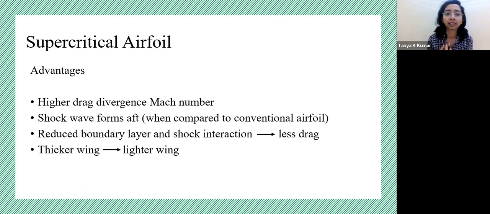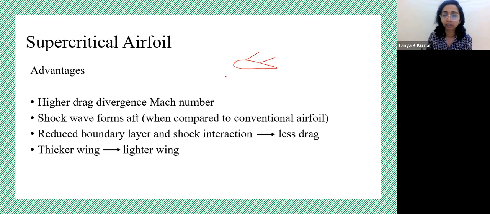So if we have a supercritical airfoil, we have a higher drag divergence Mach number. So what happens is that we can fly for a larger period without the drag increasing exponentially, like he said. So the range of operation with favorable conditions is larger. So supercritical airfoil helps us in that regard. Next, since we delay the flow, the shock waves are formed later. If your conventional airfoil had a shock wave forming here, for a supercritical airfoil, it will be delayed.